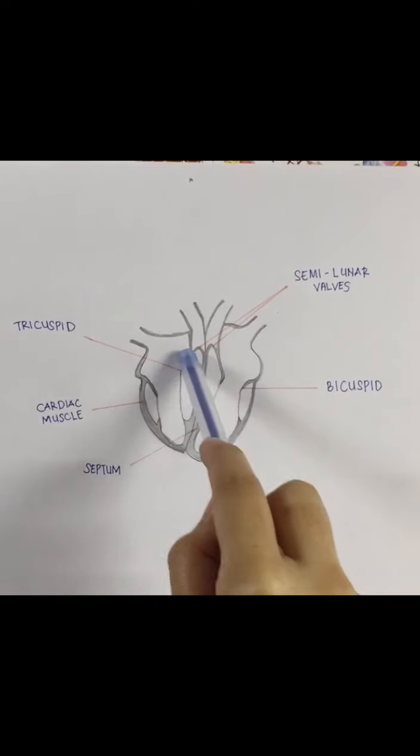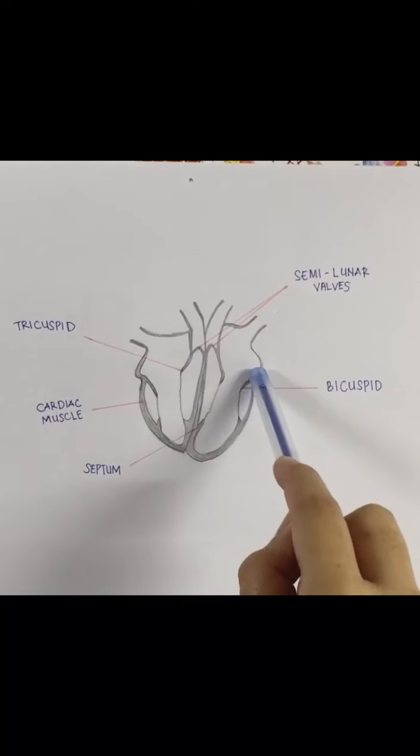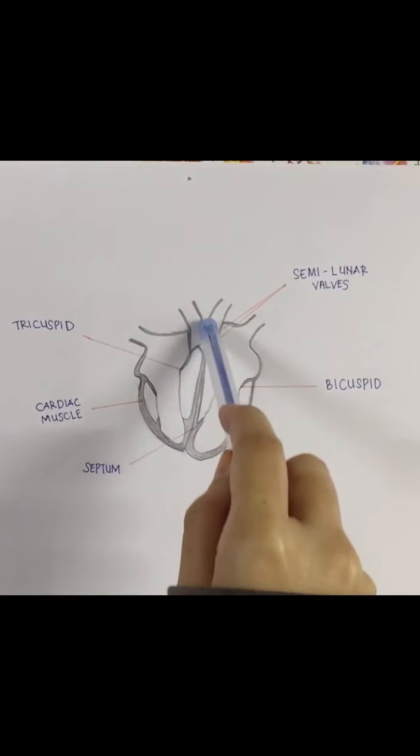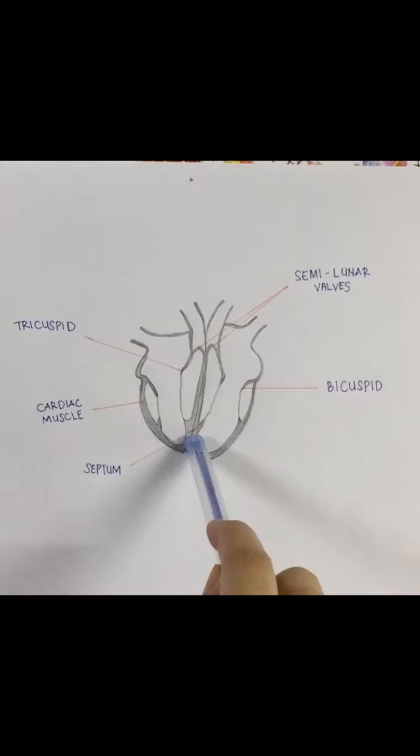The septum is the wall that divides the left and right sides of the heart, and these walls are made of cardiac muscle. So that's all from me.